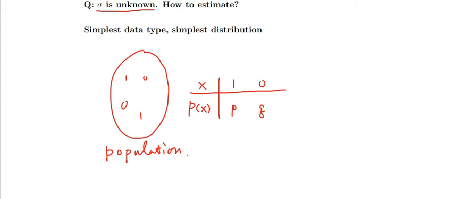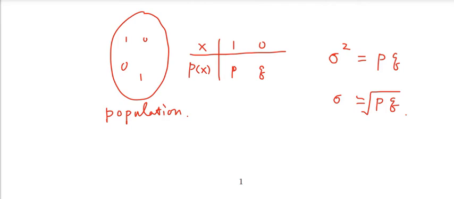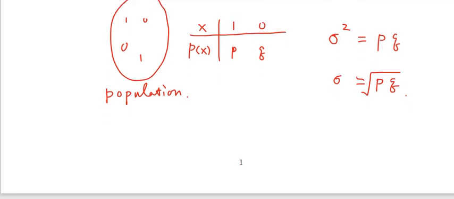For this simple population, we know sigma squared, the variance, equals pq, and sigma is the square root of pq, right? We already know that. So for this situation we have a simple formula for sigma.